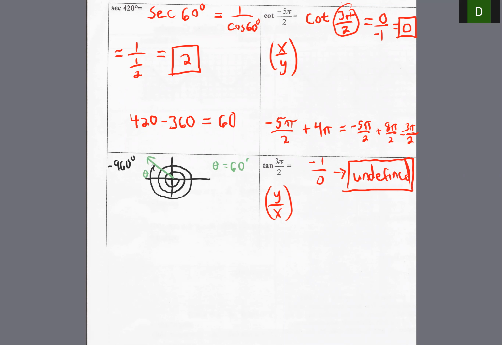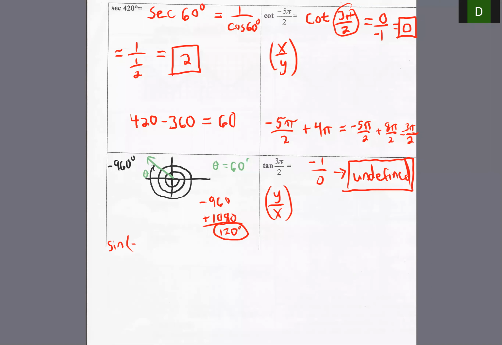And you want to figure out the 6 trig ratios. So for negative 960, to get it to show up on the unit circle, I would just add 1080. That's 3 times 360, and that's going to give me 120 degrees. So when I'm doing my 6 trig ratios, I'm going to do sine. I'll write negative 960 here, but it's based off of 120 degrees on the unit circle.